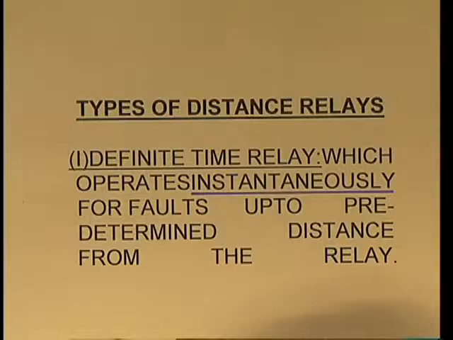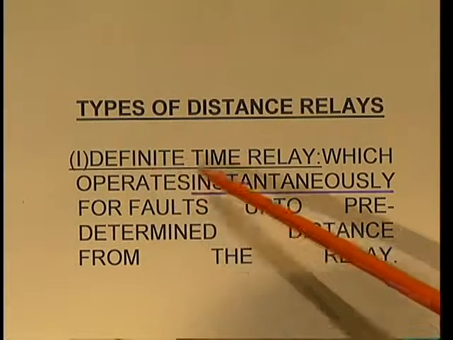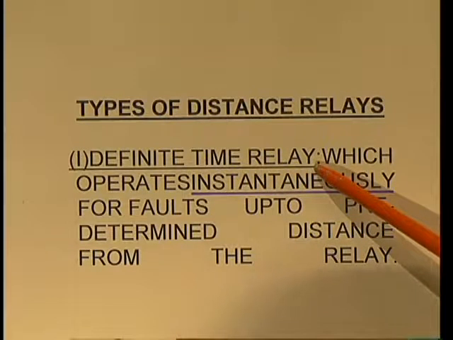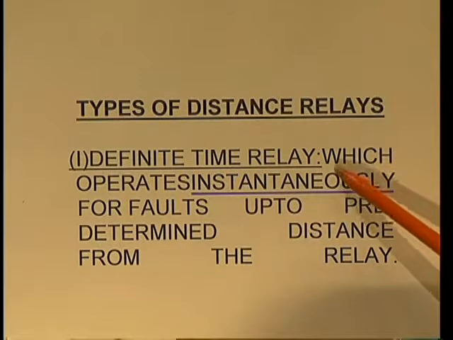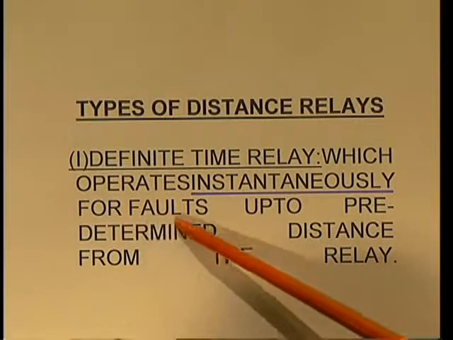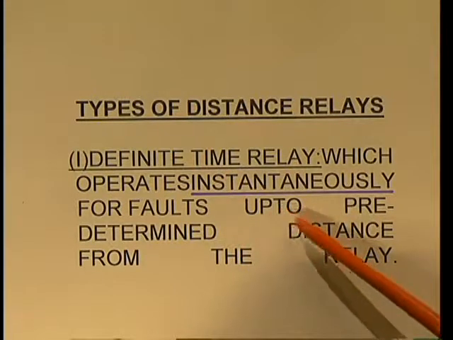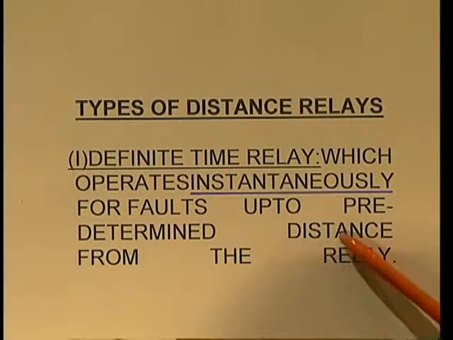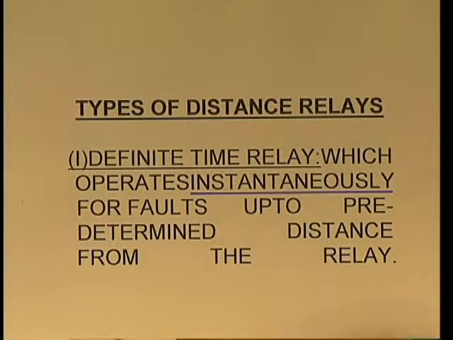Next, coming to the types of distance or impedance relays. There are two types of distance or impedance relays. The first one is the definite time distance relay or impedance relay, which operates instantaneously for faults up to a predetermined distance from the relay. So these relays operate instantaneously.